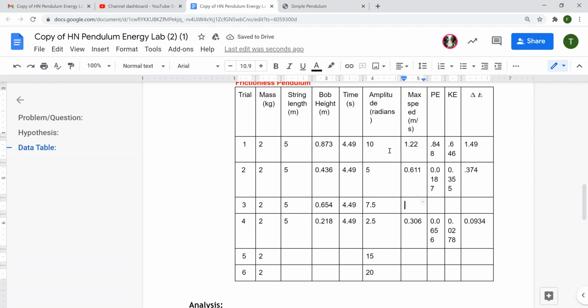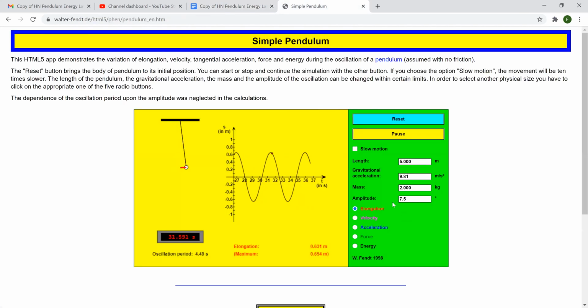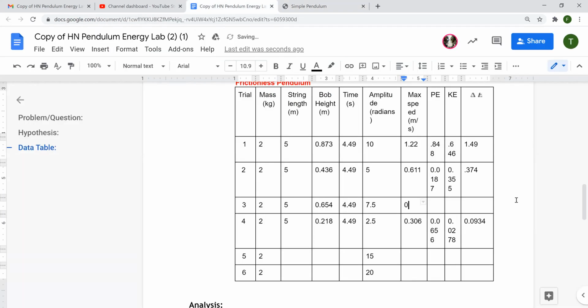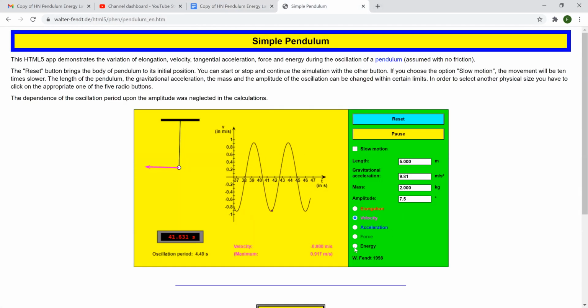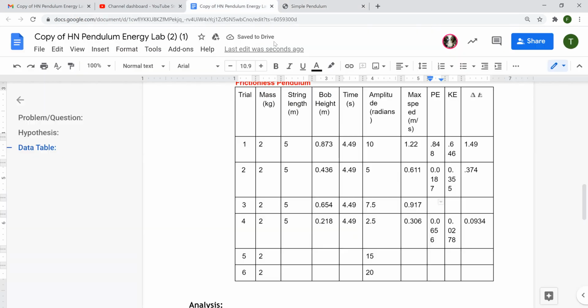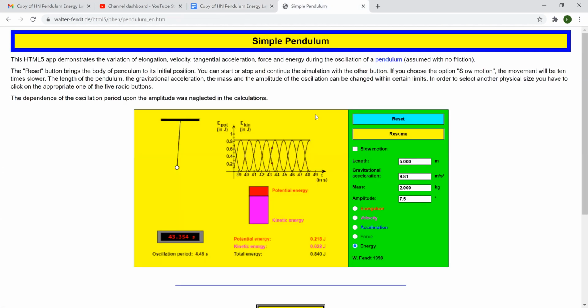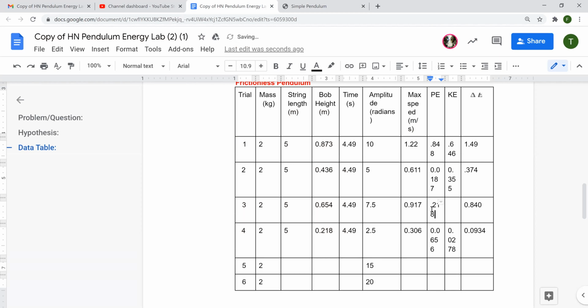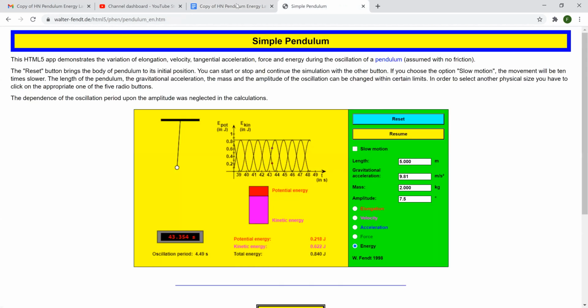So the speed should go up. It should be between these two numbers. Velocity, yeah, 0.0917. Okay, energy. Energy we have to grab from the energy graph here. Pause it somewhere in the middle. 0.840 joules. All right, and then we'll grab the potential, the kinetic 0.218, and then the other one is 0.622.